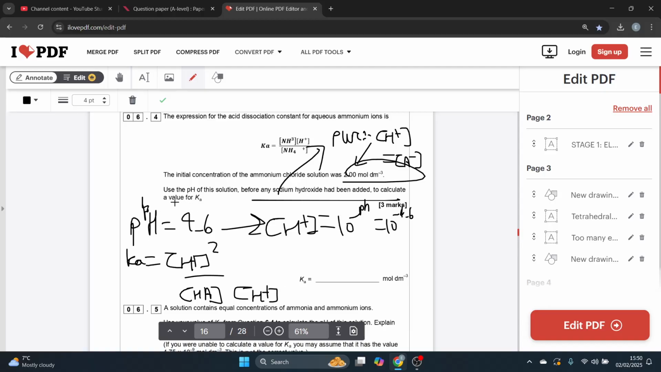I want to find a value for Ka. Sorry, I read it wrong. So all I do now is substitute my values in: 10 to the power minus 4.6 squared divided by 2.00. A lot easier than I thought. I thought it'd be rearranging as well. That gives 3.15 times 10 to the power minus 10 moles per dm cubed.